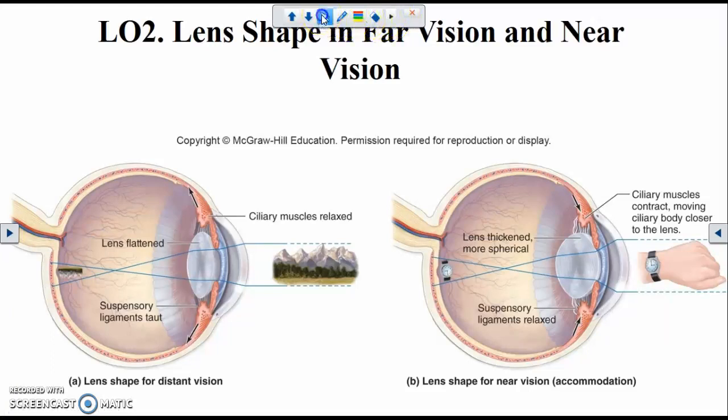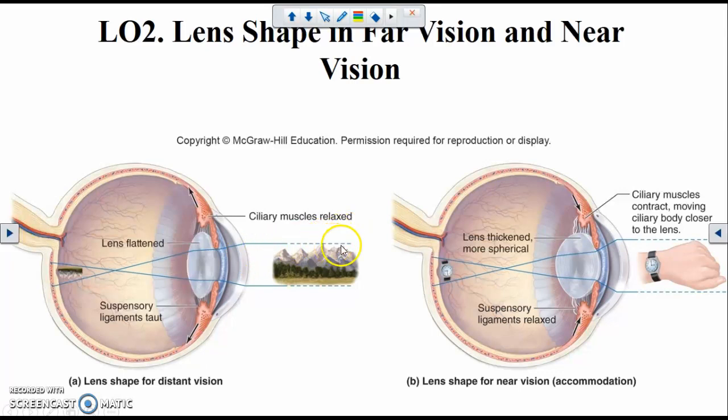Hello everyone. In this lecture video, we're going to be talking about the sensation of vision. The visual pathway, right? There are actually a lot of structures that help us see things, and the interaction is all about light rays.